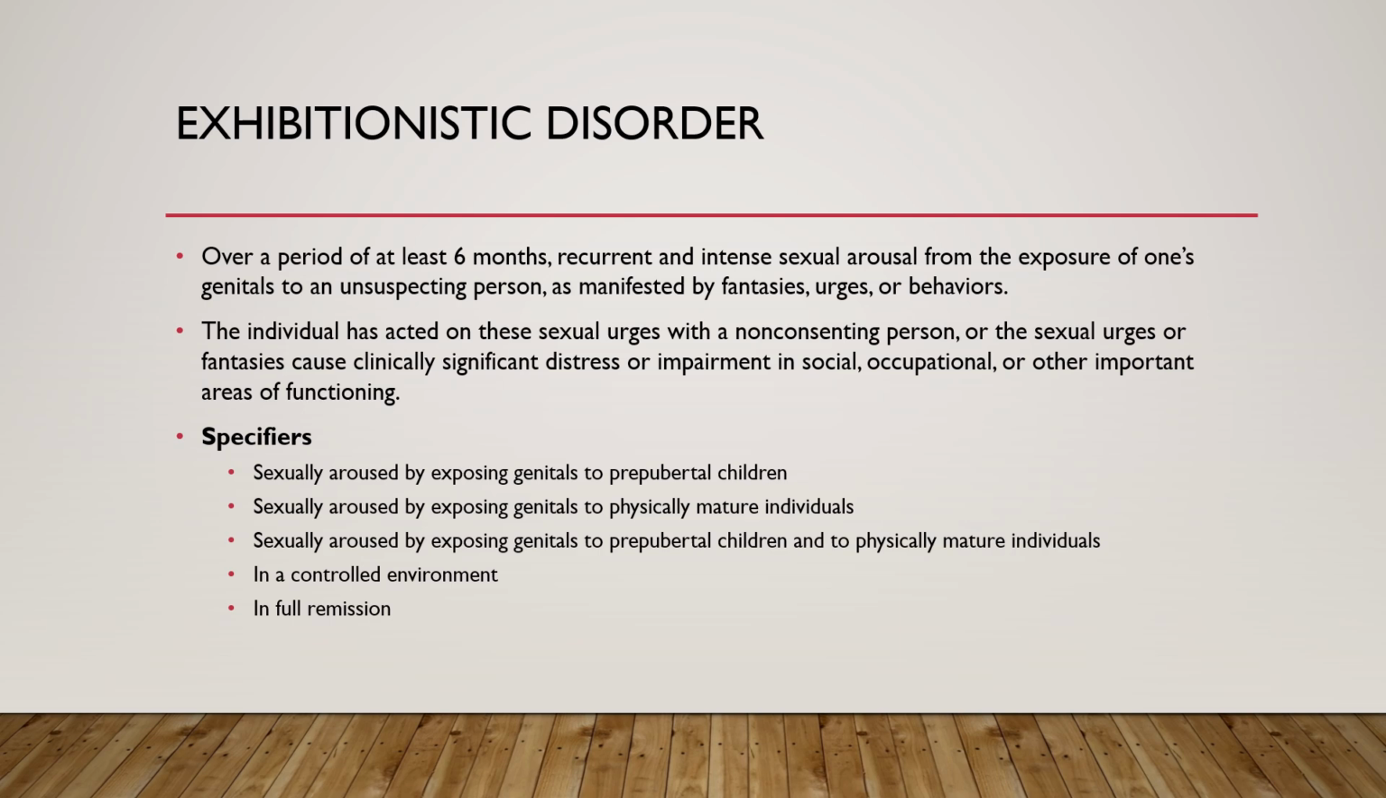So the next is exhibitionistic disorder. These are our flashers. So these are individuals who receive arousal from exposing themselves to, again, a non-consenting person. And they've actually acted on these things with a non-consenting person. So again, these are the people in the subway who have nothing under their trench coat and they show you what they got and then they take off. We have specifiers related to, of course, those controlled environments and remission, but also specifiers related to whom they prefer to do this. This is specifically exposing themselves to children or mature adults or both potentially.